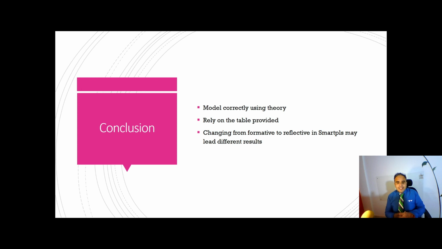All right, this is what we got for the reflective and formative models. Please stay tuned for the coming video. We are getting closer to discussing the assessments of SEM, structural equation modeling.